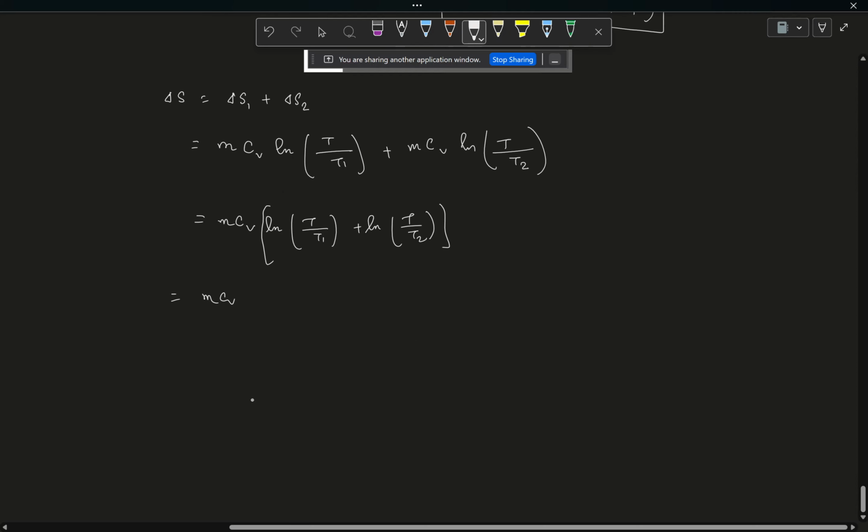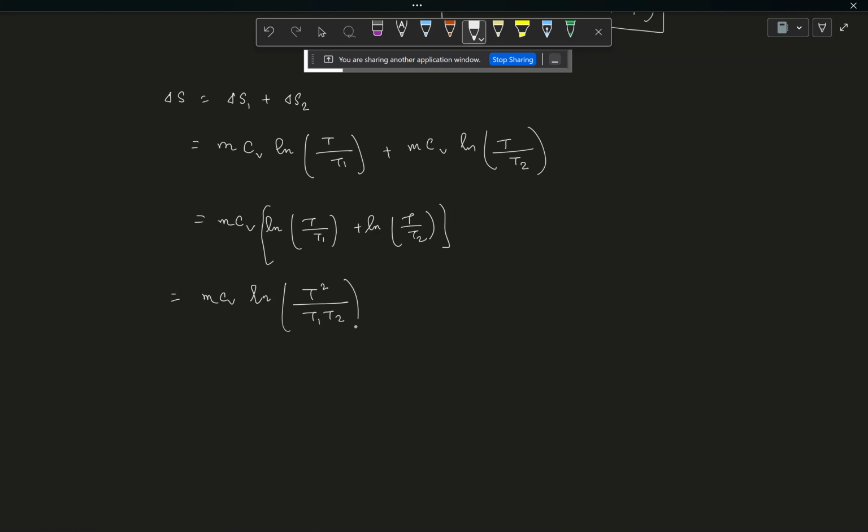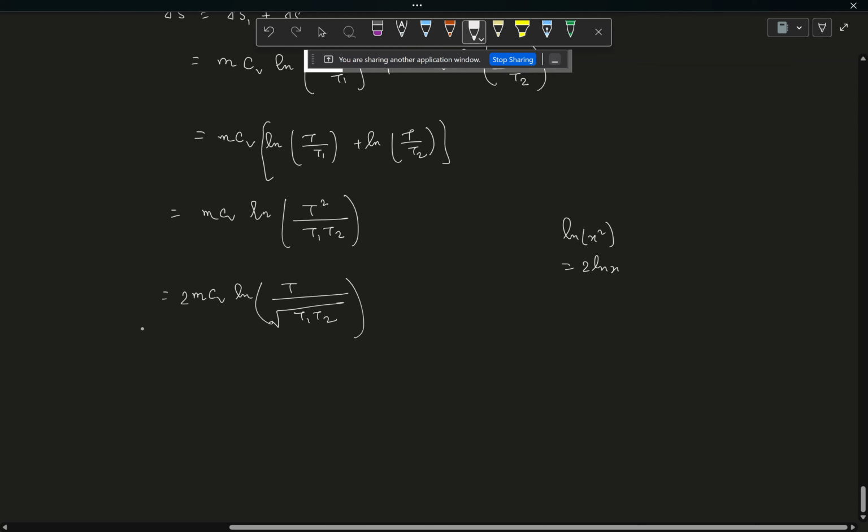So this is m Cv. ln of A plus ln of B is basically ln of A times B. So that is what you will get: this is T squared by T1 T2. This is m Cv. And because ln of x squared is nothing but 2 ln x, because the power will come to the front, this is 2 m Cv ln of T by root over T1 T2. So this is your final delta S.